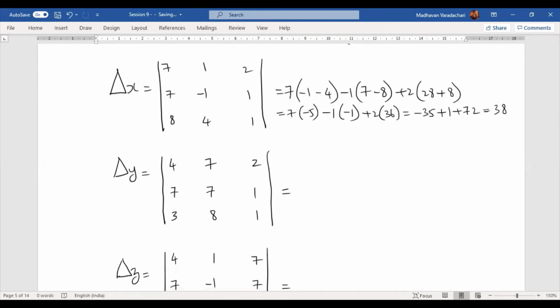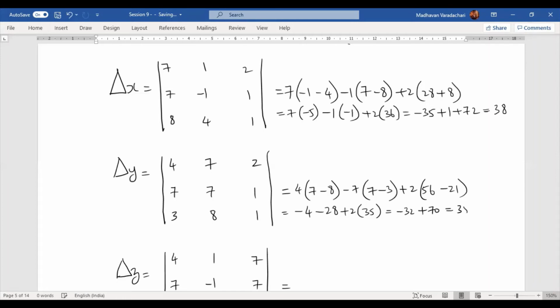Then the next, expanding again through the first column, 4 times 7 into 1, 7, 8 into 1, minus 8, minus 7 times 7 into 1, 7, 3 into 1, minus 3, plus 2 times 7 into 8, 56, minus 3 into 7, 21. This will give you, this is negative 1, 4 into negative 1 is minus 4, this is 4, 4 into 7 is 28, so it is minus 28, plus 2 times, this will be 35. That means this is negative 32 plus 70, which is also giving you 38.